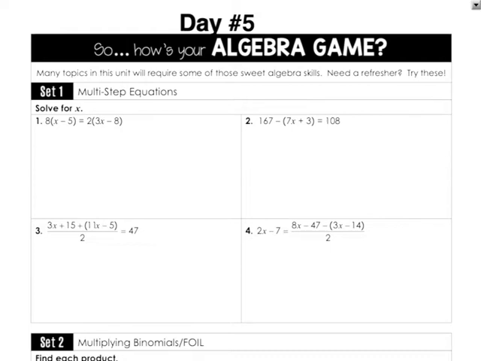So the first ones are just multi-step equations. That's set one. These four are just multi-step equations, so making sure that we're going in the correct order of operations, PEMDAS.